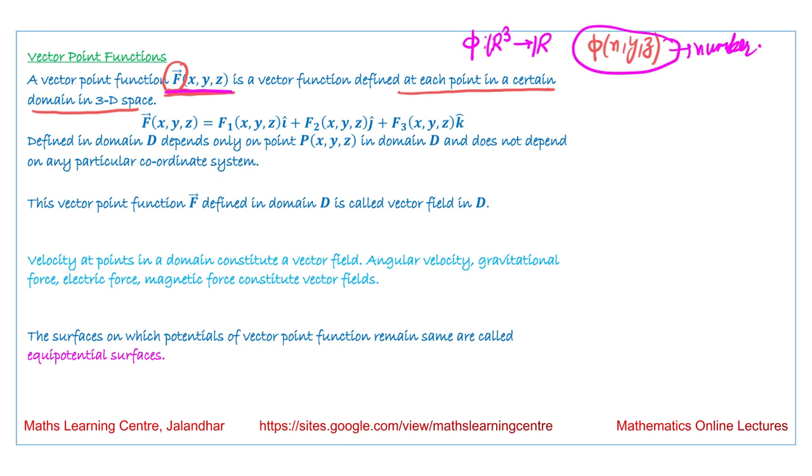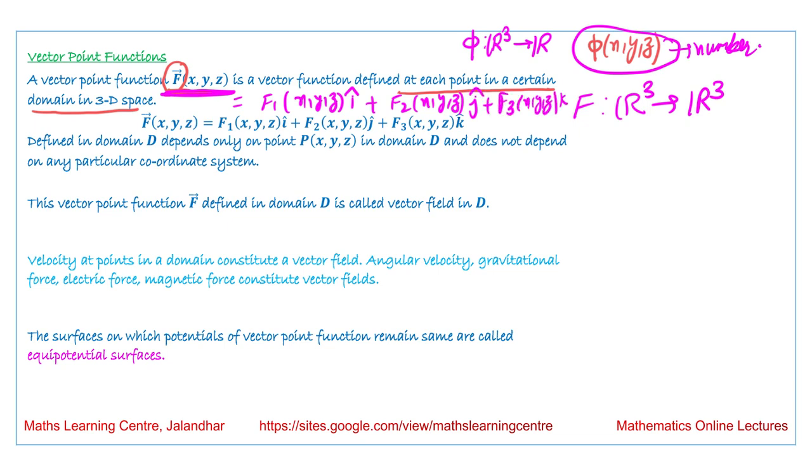Now when we are talking about this function F vector (x, y, z), its answer is basically again a vector. So this function is defined from R3 to R3. We are writing it as f1(x, y, z) in the i direction, then f2(x, y, z) in the j direction, and f3(x, y, z) in the k direction. And this kind of function, the vector point function F defined in a domain D, is called the vector field in D.